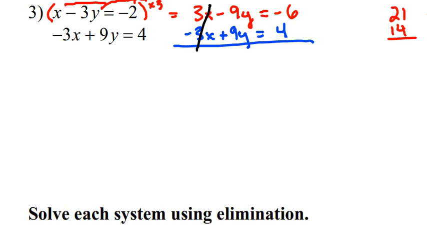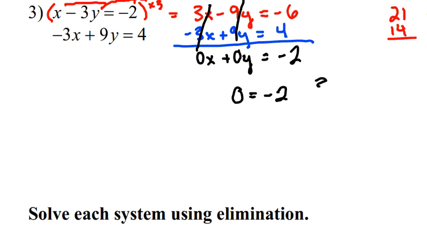3x plus negative 3x is no more x's. Negative 9y plus 9y is no more y's. Negative 6 plus 4 is negative 2. And so on the left, what do we have? We have no x's or no y's. We have nothing. And on the right, we have negative 2. And so what does that mean? Well, it means that we have a statement here that is not true.